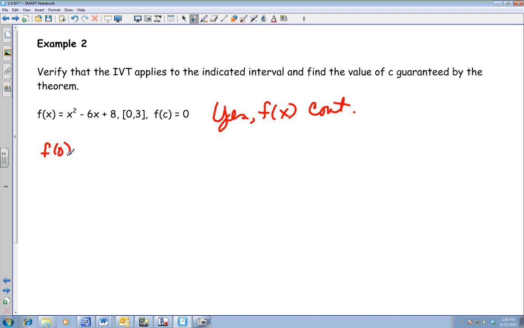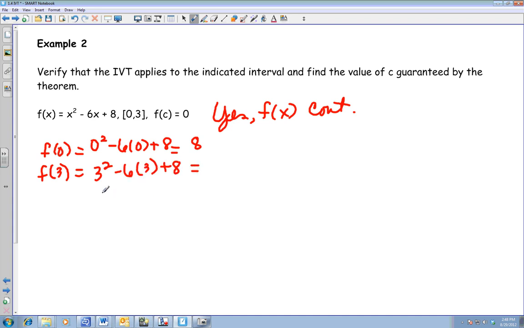How far up, how far down does this thing go? F of 0. 0 squared minus 6 times 0 plus 8. That's going to equal 8. Now I'm going to find my f of 3. 3 squared minus 6 times 3 plus 8. That's going to give me 9 minus 18 plus 8. So negative 9 plus 8, negative 1.